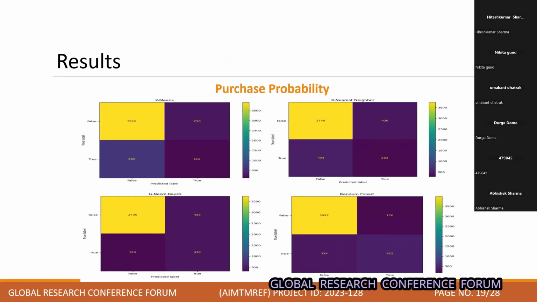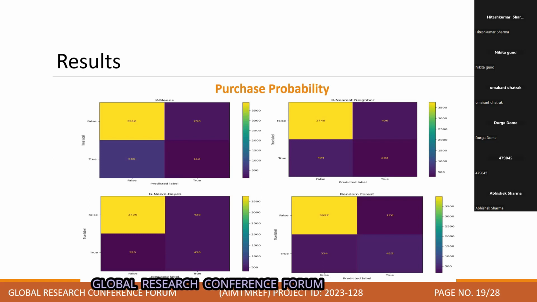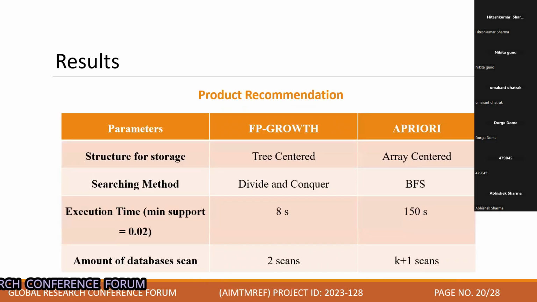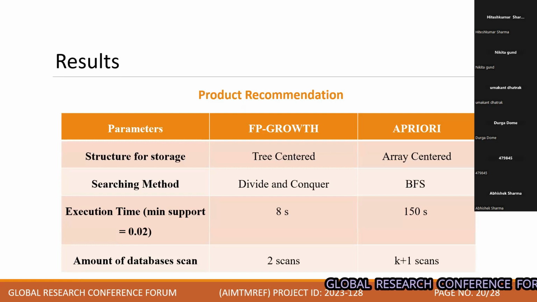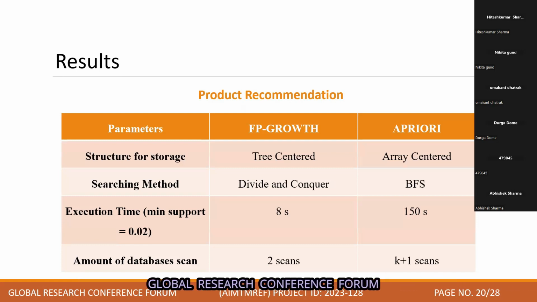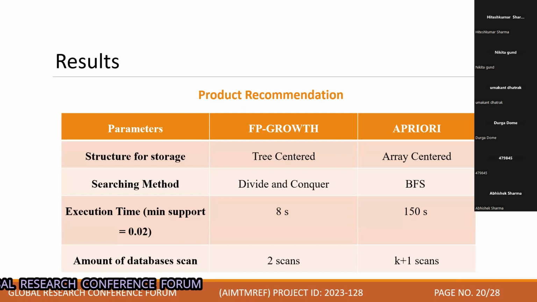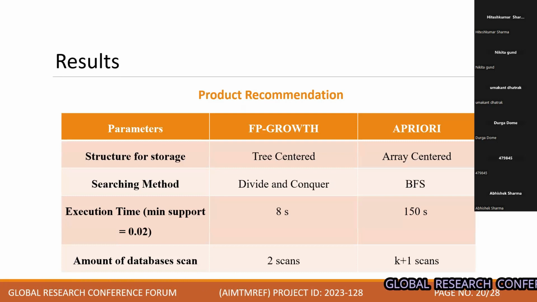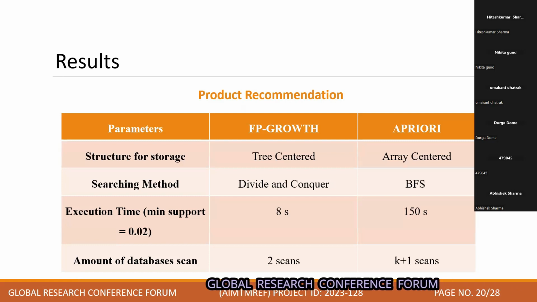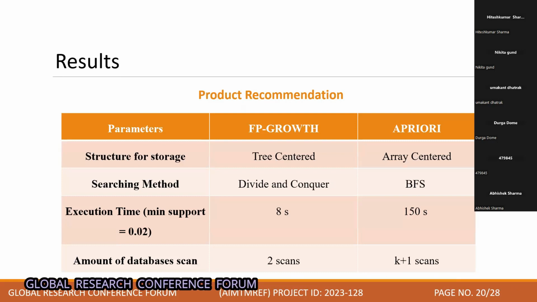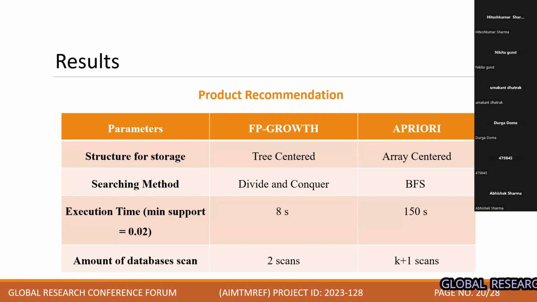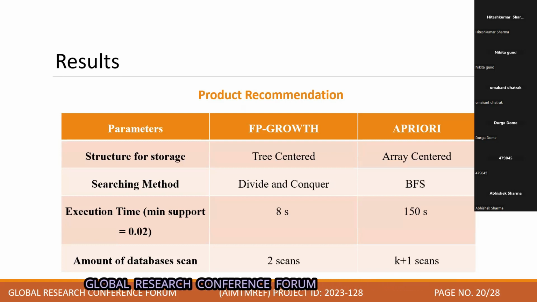Now, let's jump to the results of product recommendation. For product recommendation, FP growth is tree-centered when compared to Apriori, which is array-centered. FP growth uses divide and conquer, whereas Apriori uses DFS. Certainly, the execution time at a minimum support value of 0.02 is 8 seconds for FP growth and 150 seconds for Apriori. Noticeably, the number of scans required for FP growth is also much lesser.